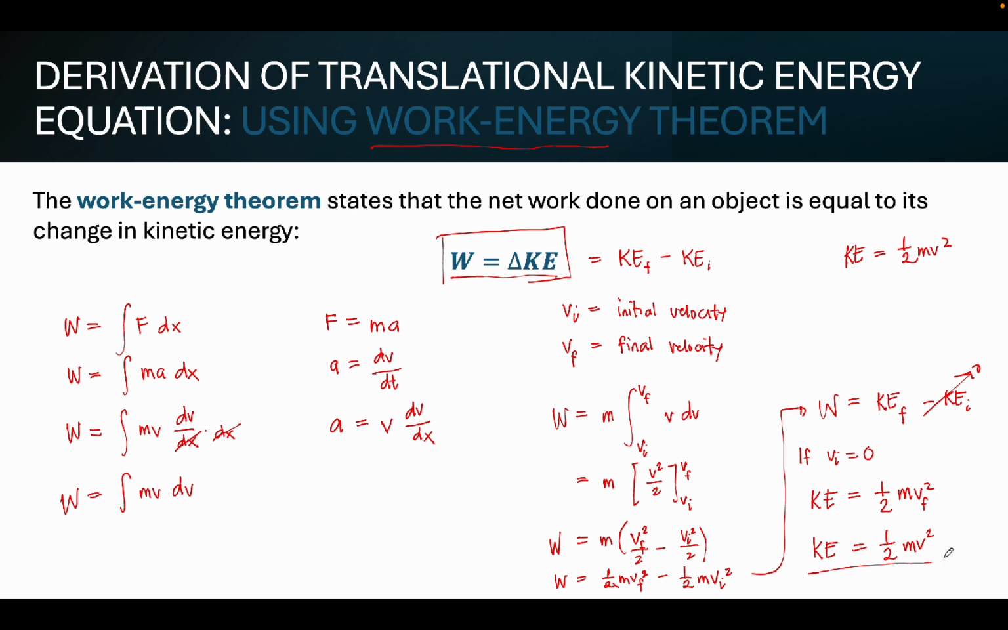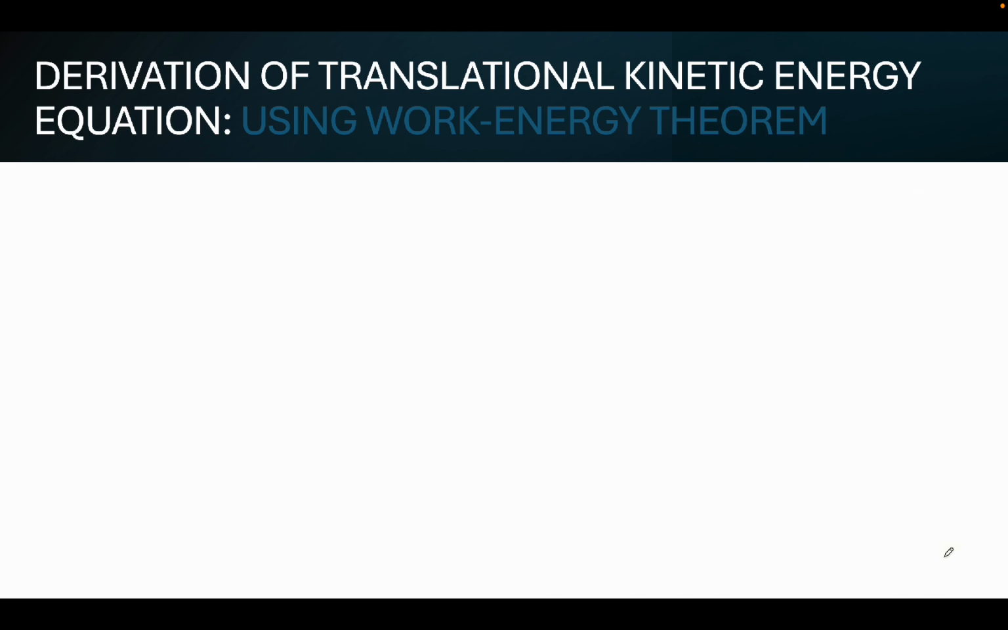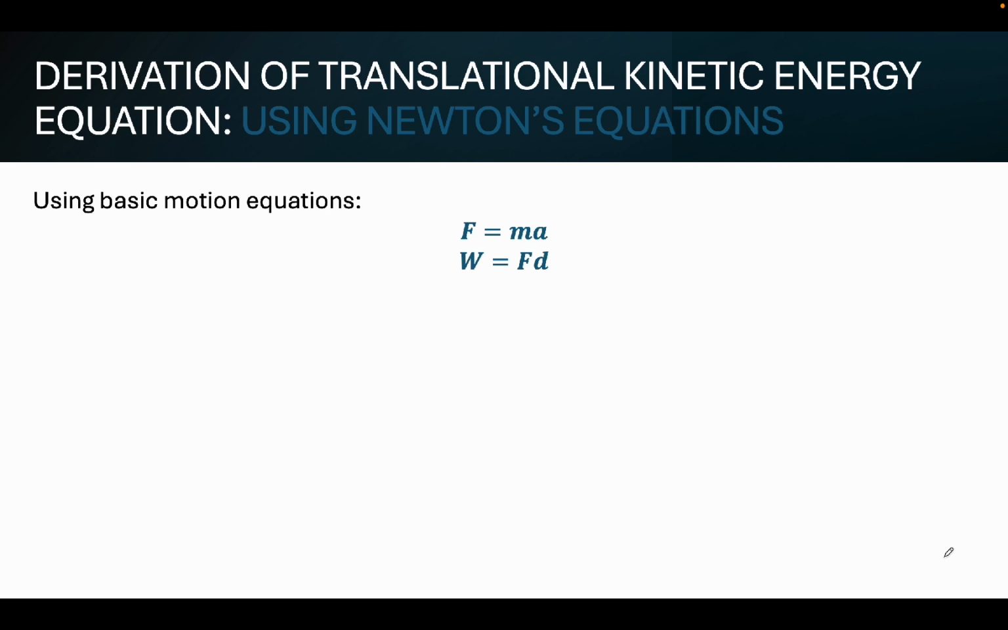theorem. Okay, so we also have an alternative derivation using Newton's laws or Newton's equations. Using the basic motion equations, we have force equal to mass times acceleration, and work equal to force times distance or displacement. Now, if you can still remember from the kinematic equations, we have 4 kinematic equations. If we use this equation, v squared minus vo squared is equal to 2a times d.